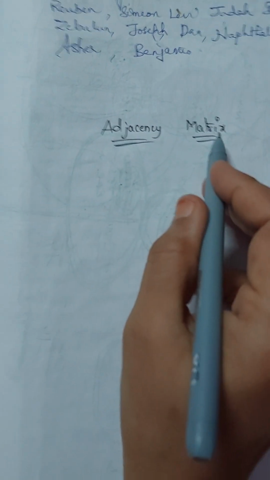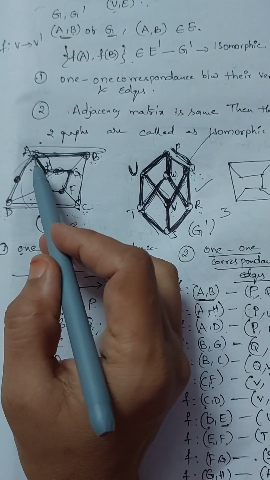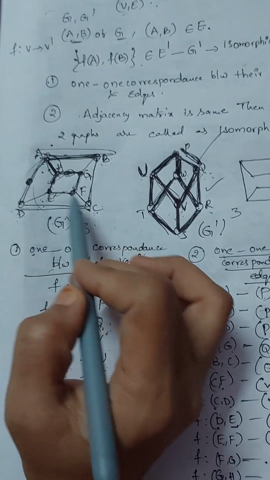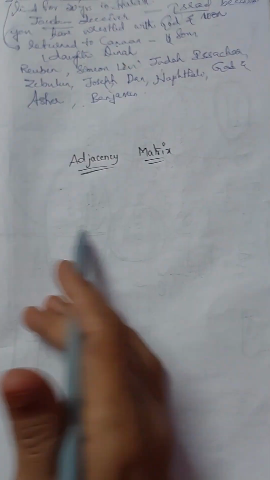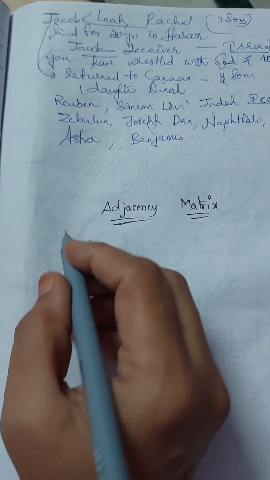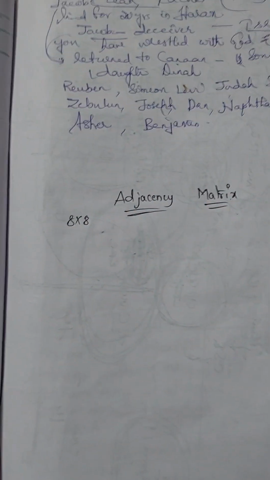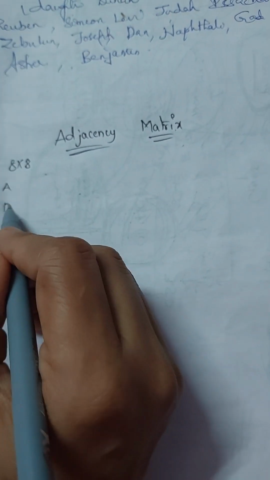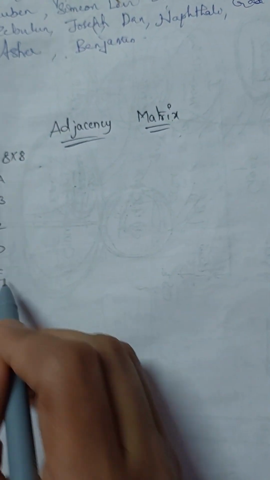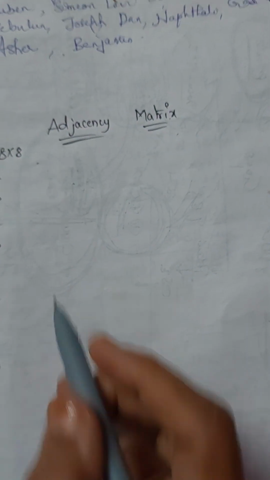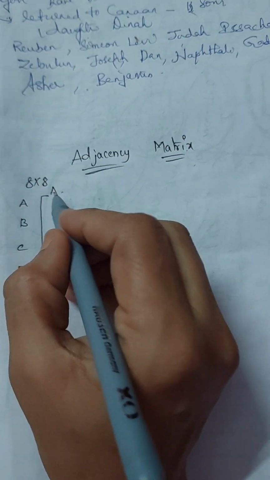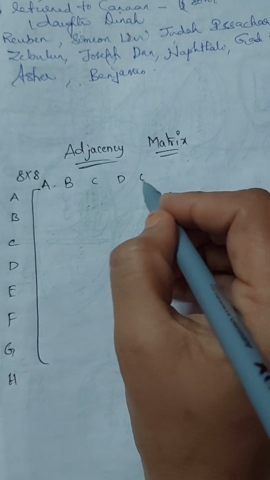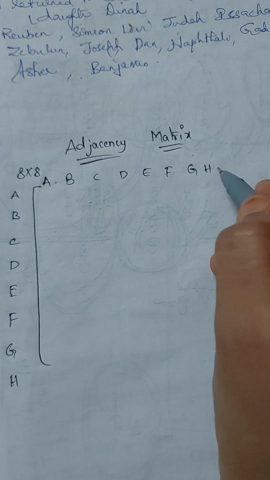Suppose if you want to write the adjacency matrix, first we have to identify how many vertices are there in the original graph. 1, 2, 3, 4, 5, 6, 7, 8. So there are 8 vertices. So obviously we get an 8 by 8 matrix. That is A, B, C, D, E, F, G, H. Similarly A, B, C, D, E, F, G, H.